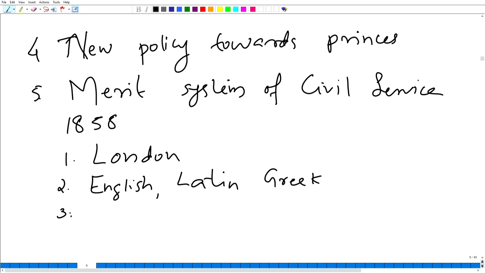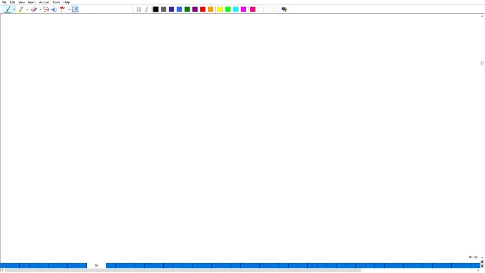The third reason was that the upper age limit for appearing in this coveted civil services examination was reduced from 23 in 1858 to 19 in 1878 by Lord Lytton. Because of these reasons, only a few Indians entered into the coveted civil service. Next change, attitude towards princes.